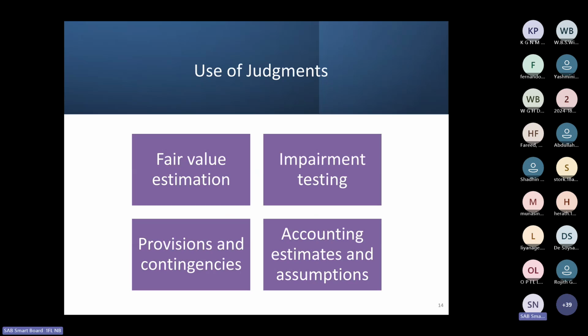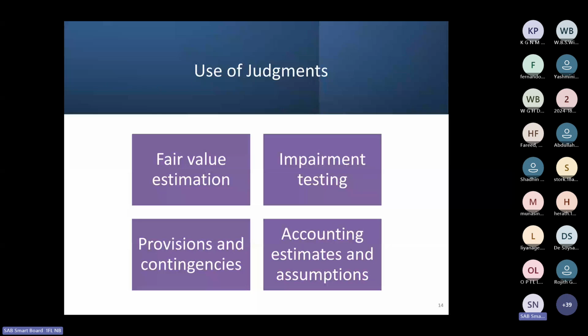Different judgments are there when practicing accounting in public limited companies. One is fair value estimation, which is basically an estimation based on active market data; you have to see the active market data, then come to a conclusion based on the accountant's judgment. Then impairment testing, provisions and contingencies, accounting estimates and assumptions. These are the different judgments you have. Don't be afraid by reading these things. You will be learning them step by step, referring to standards.